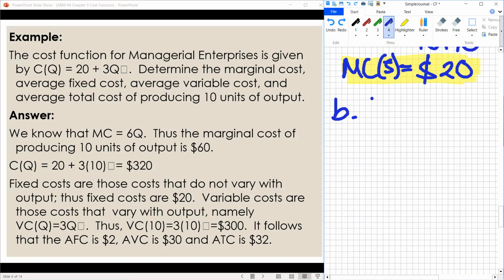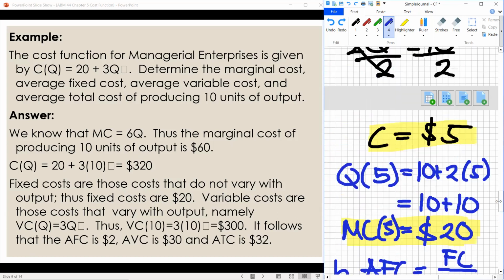We have letter B. So letter B is average fixed cost. So this is fixed cost over quantity. So this is its formula. So let's try to solve this one. As you can see here, fixed costs are those costs that do not vary. Thus, fixed cost is 20.